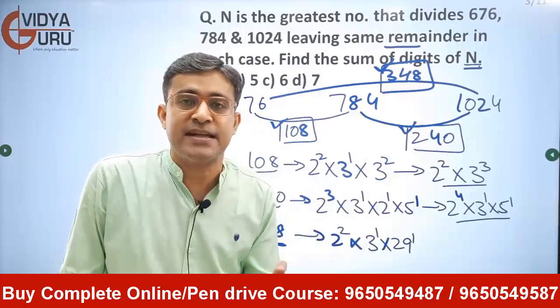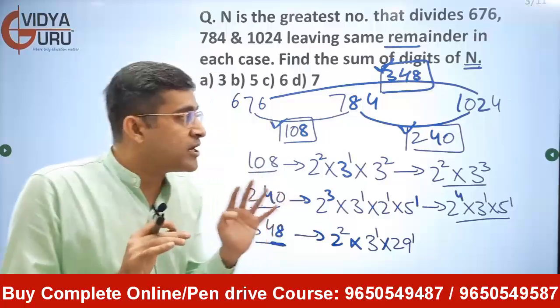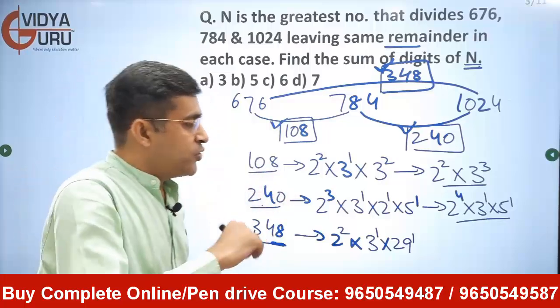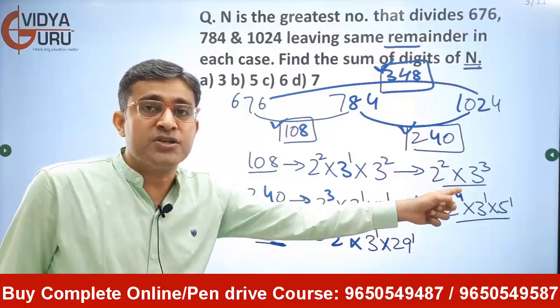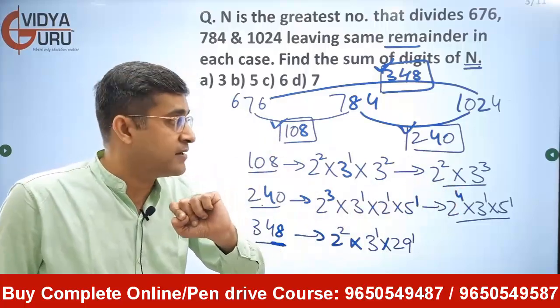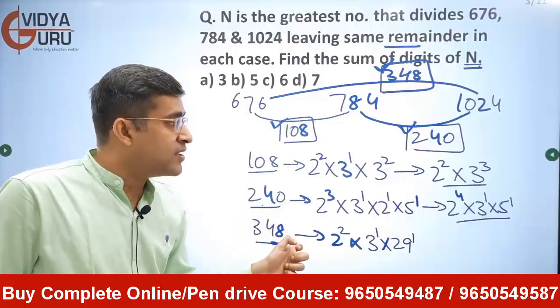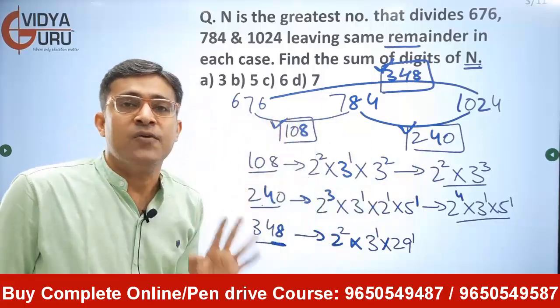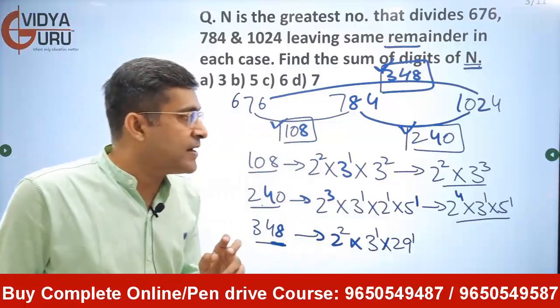How to find out the HCF? Think only of the common factors. What are the common factors? 29 is there in 348. It is not there in others. So 29 is not a common factor. 5 is there in 240, but 5 is not there in 348. 5 is not there in 108. Sure, I have to think only of the common factors.